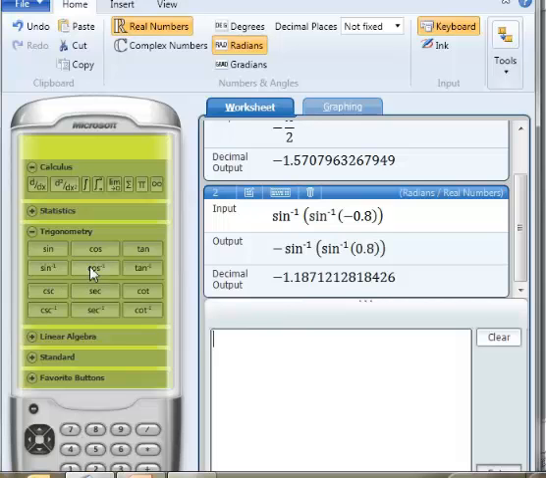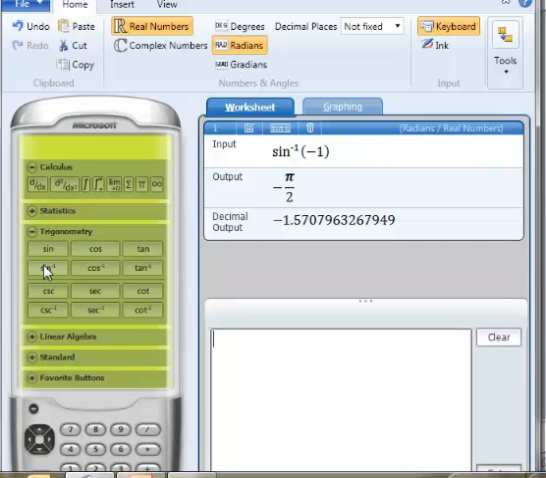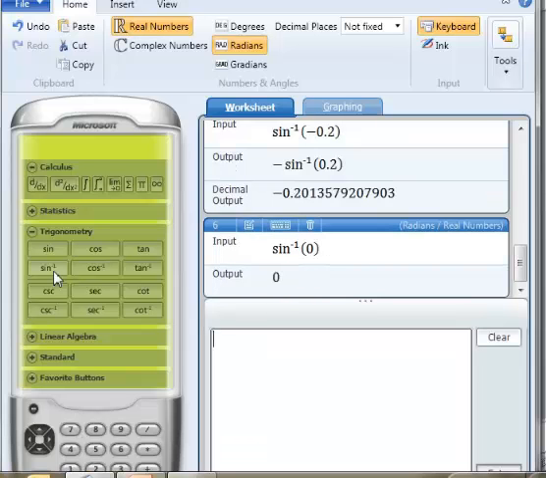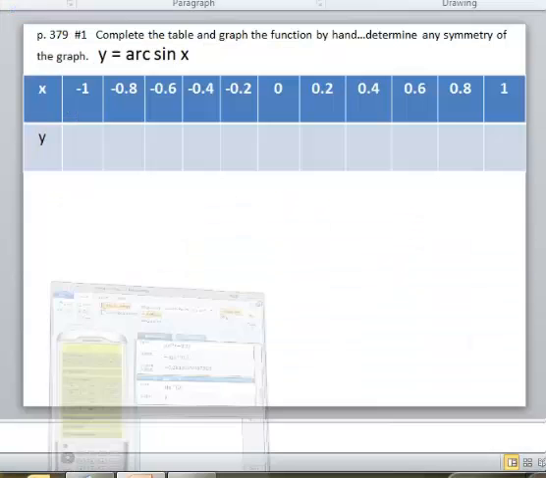Oops, I hit sine inverse twice. I didn't mean to do that, so let's try that again. Sine inverse of -0.8. Then we can do sine inverse of -0.6. Just making you fill in a chart. -0.4. And you can do that rather quickly. Sine inverse of -0.2. Sine inverse of 0. I'm going to stop at this point. You guys have the idea of how you're doing that. Then you just need to fill in the chart for this. So you can continue on with that.